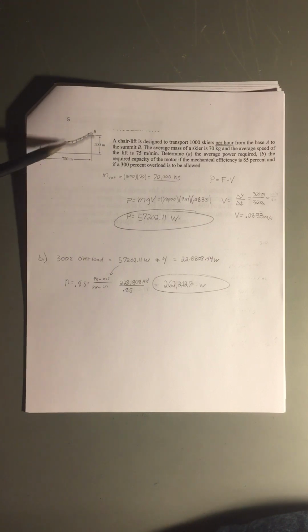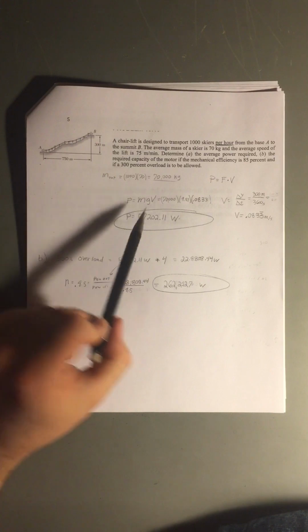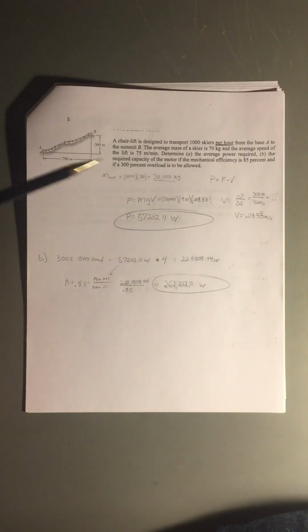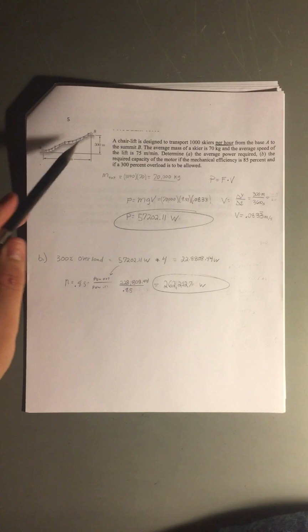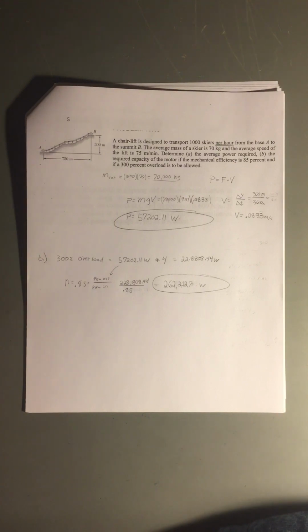And then as far as the force acting on this system here, the only force acting against this motor pulling them up the hill is the force of gravity, which is mg. And we know m, which was what we calculated here, and g for gravity is just our 9.81. And so just putting all that together and multiplying it out gives us a power of, right here, 57,202 watts to carry the skiers up this hill. So that's the answer for part A.